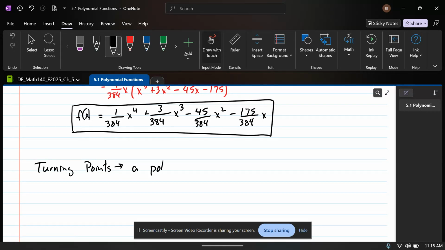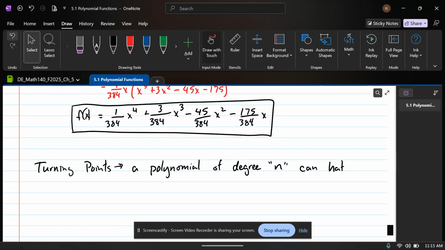A polynomial of degree n can have at most n minus 1 turning points. So whatever the degree is, the maximum number of turning points is degree minus 1.